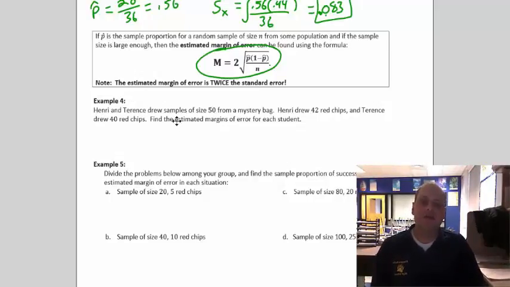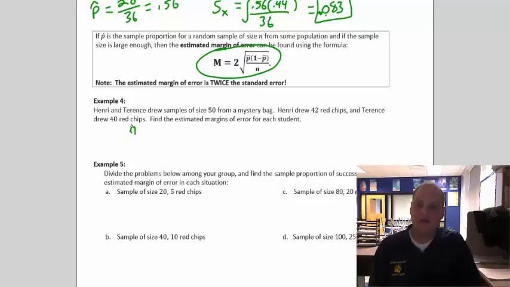Okay? So Henry and Terrence drew samples of size 50 from a mystery bag. And this is our last example on video here. We're not going to do 5 on video. Okay, don't cross it off, we're just not going to do it. Henry drew 42 red chips. Terrence drew 40. All right, so sample size 50.